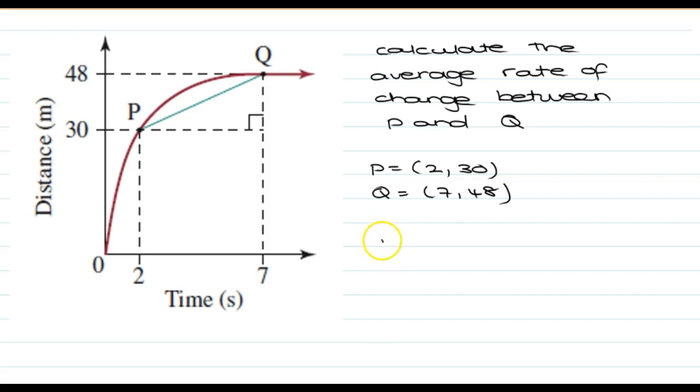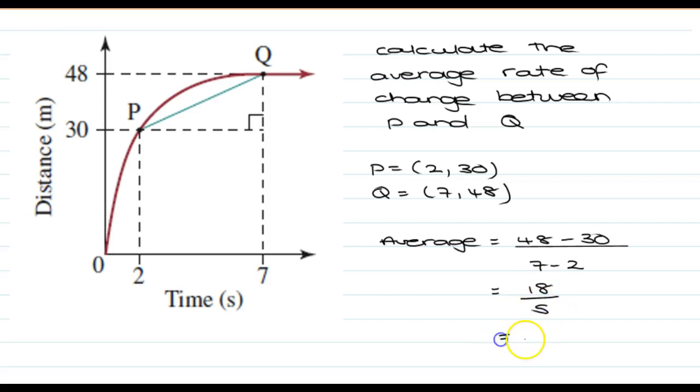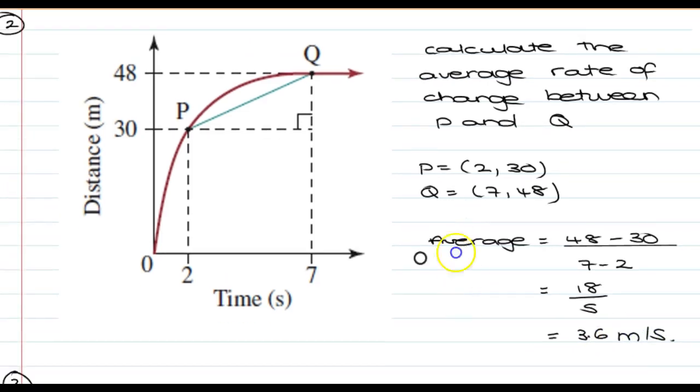Okay, so the average rate of change here is going to be 48 minus 30 divided by 7 take away 2. 18 over 5, which is 3.6 meters per second. Okay, on to example number 3.